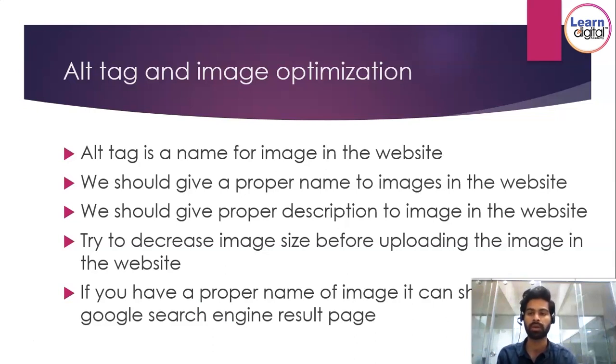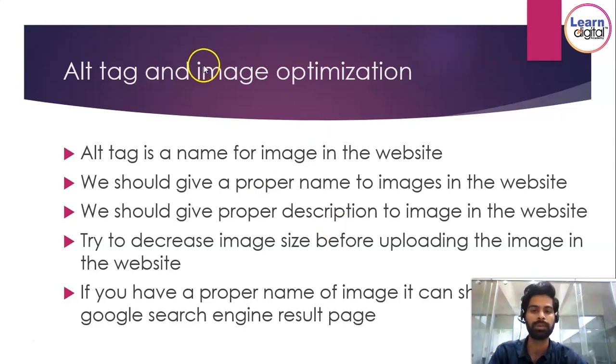the crawler comes up, the crawler will check your images. Sometimes the crawler will not be able to find out the exact image meaning. So what will the crawler do? The crawler will check the alt tag. And now what is an alt tag? Alt tag is just a name of the image. So if you are uploading an image, you have to give a proper name so that the crawler can easily understand your images and it can show up in search engine results.